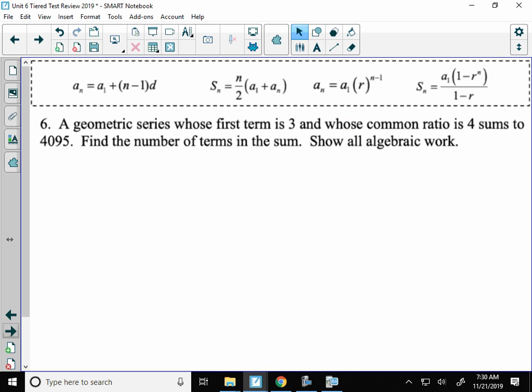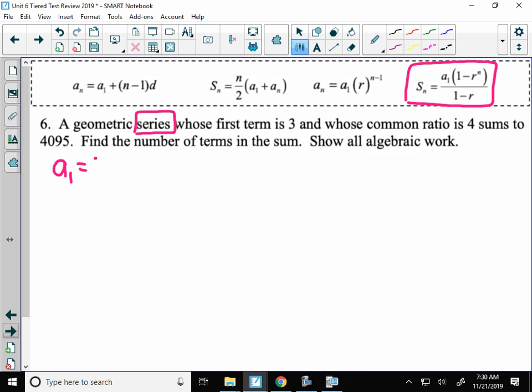All right, number 6. Flip your page. We have a geometric series. Now that's going to be important. Make sure you notice that it says geometric series. That's this formula right here. Whose first term is 3 and whose common ratio is 4. The sum here is 4,095.